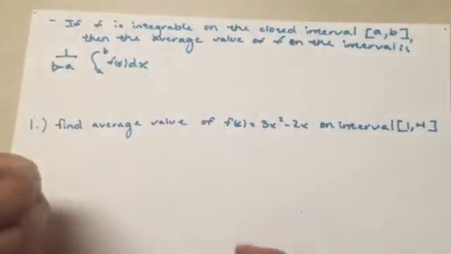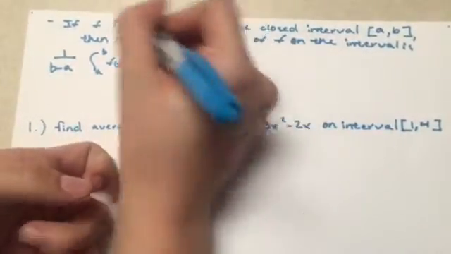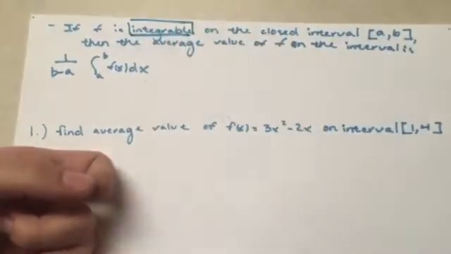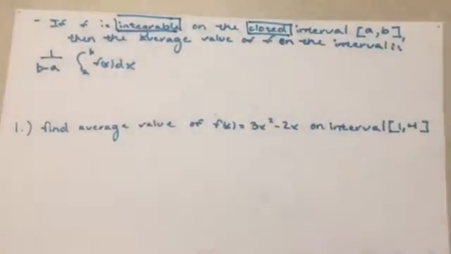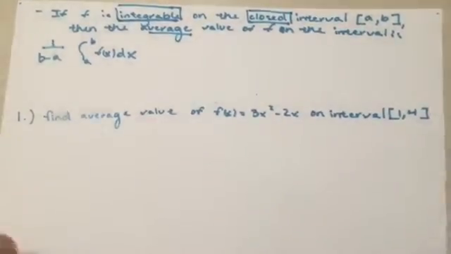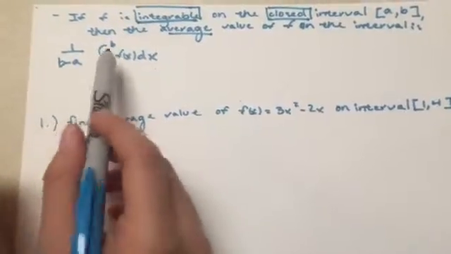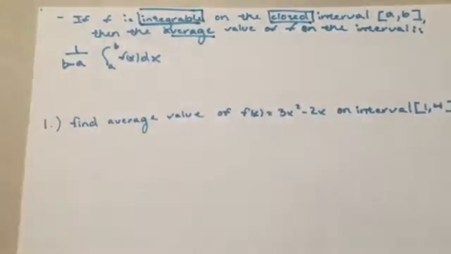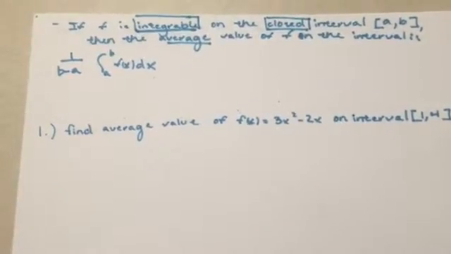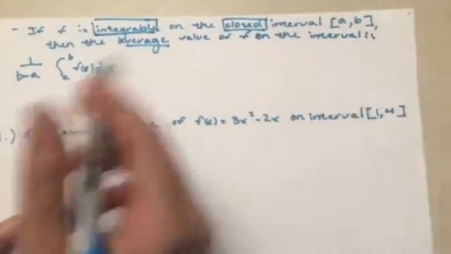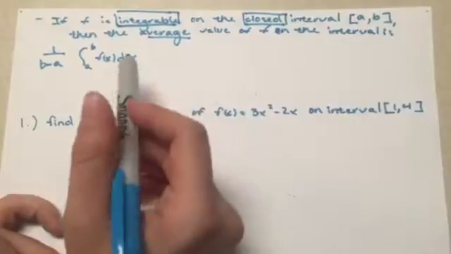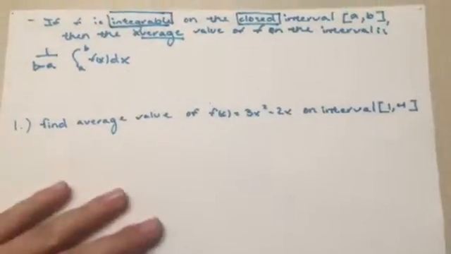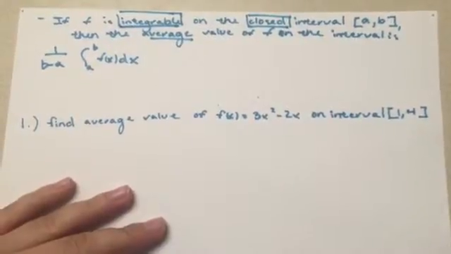So if we look at the definition, if f is integrable, this is a major key to the average value theorem. It has to be integrable on the closed interval from a to b. Then the average value of f on the interval is 1 over b minus a of the integral from a to b of f(x) dx. So basically what this means is we are going to take the interval, b minus a, and multiply its reciprocal by the integral of the function. So that's all that means, and that's going to give us the average value.